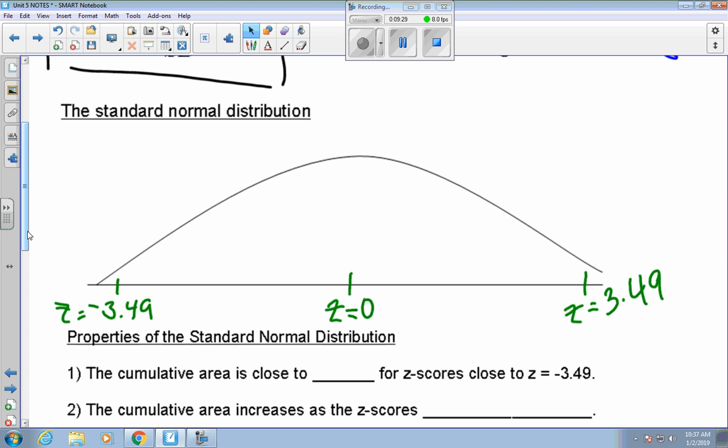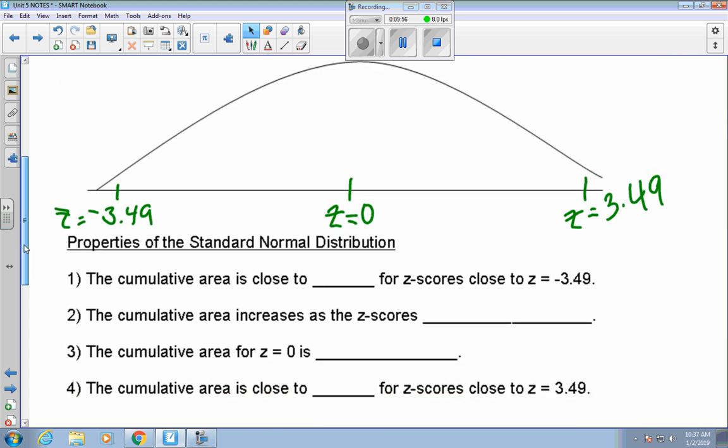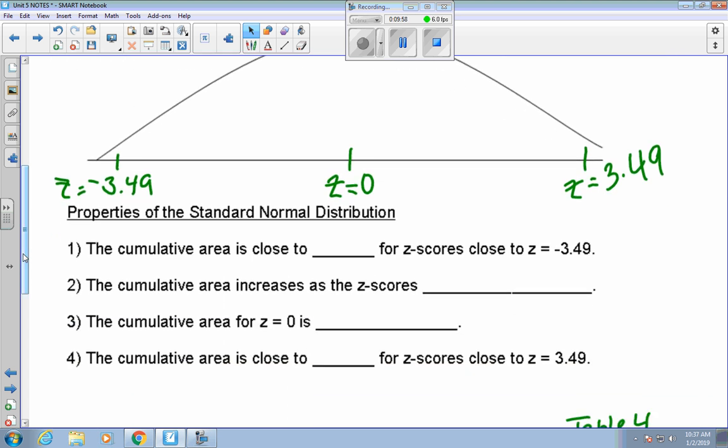Standard normal distribution. This is what we call a z-curve. So we go from an x-curve. An x-curve is using the real data. So we go from an x-curve to finding a z-curve. And some properties here of your standard normal distribution.